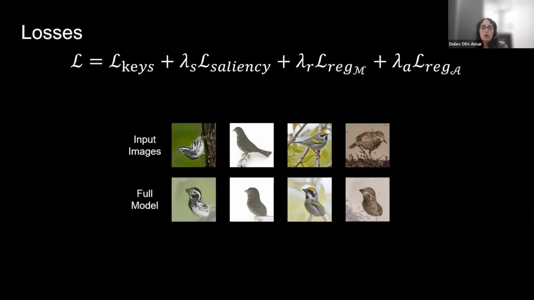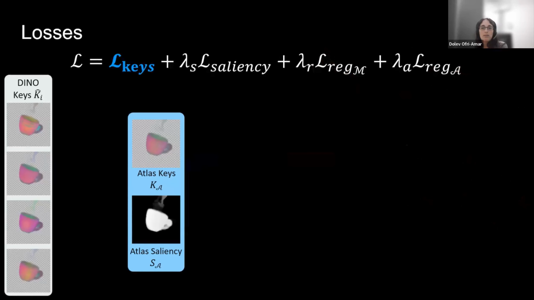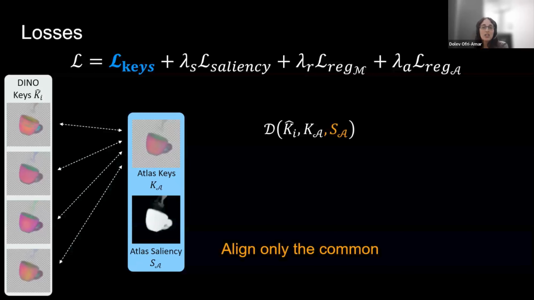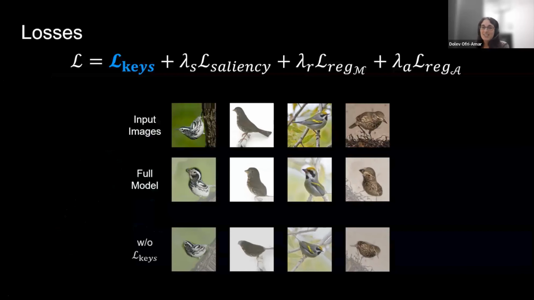So we see at the top row part of the original image set together with the final aligned images at the bottom row. Our driving loss is the keys loss, where we want to match the learned atlas to each one of the transformed image keys. It is a combination of MSE loss and cosine distance. But an important thing to note is that we also mask this loss using the atlas saliency. That is for aligning only the common parts, because we don't want the keys in the background to interfere with the convergence. So what happens if we don't use this loss? As we may expect, the alignment has no semantic meaning and mainly follows the initial saliency masks, which in this case are pretty accurate, and we just don't get any meaningful alignment.